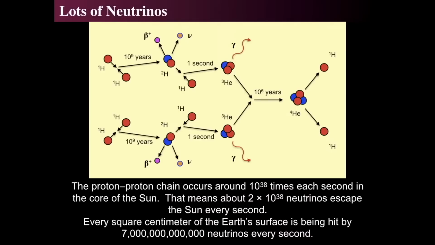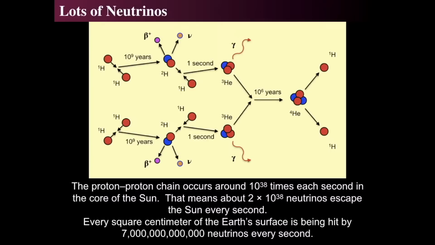In order to have the luminosity that we see of the sun, this process must be happening 10 to the 38 times each second. It's an enormous amount. There's a lot of stuff down in the core of the sun, but still, that's an enormous number of interactions. So 10 to the 38th means that 2 times 10 to the 38th neutrinos must be escaping from the sun every second.